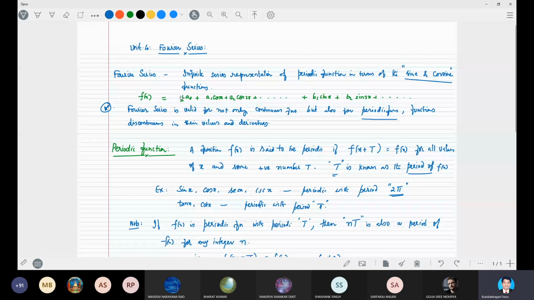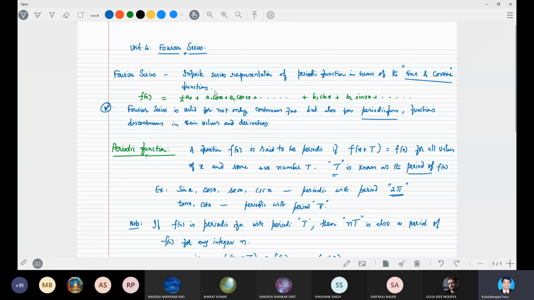Therefore the series expansion is a series of sine and cosine terms. We will see this may be a constant 1 by 2 a naught plus a1 cos x plus cos 2x plus so on, plus b1 sin x plus b2 sin 2x plus so on. So we define the Fourier series as the infinite series representation of a periodic function in terms of sine and cosine functions.